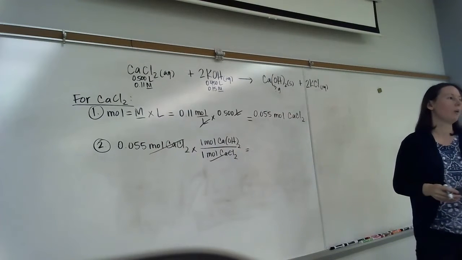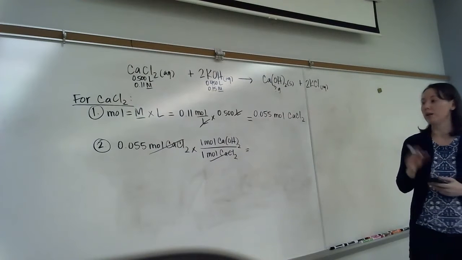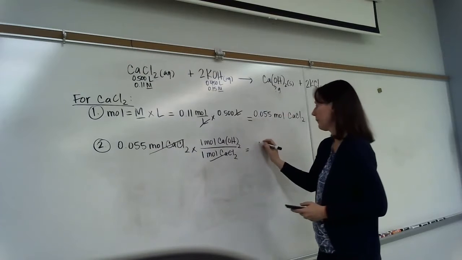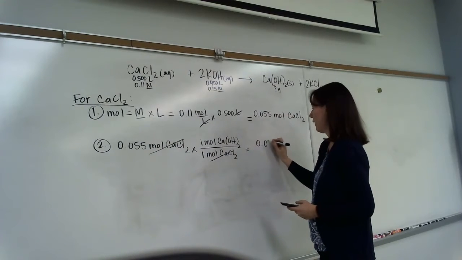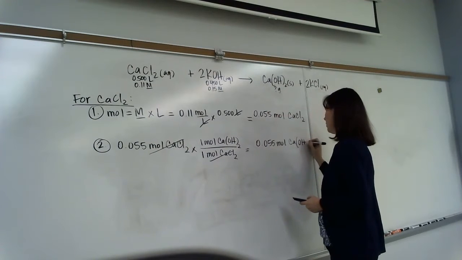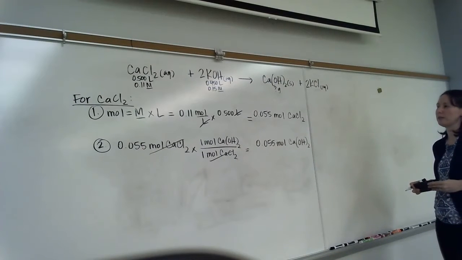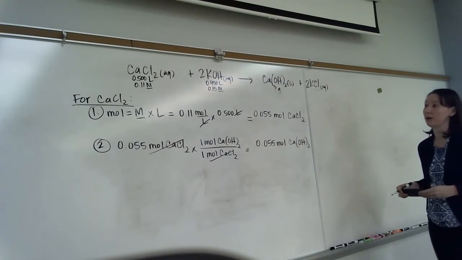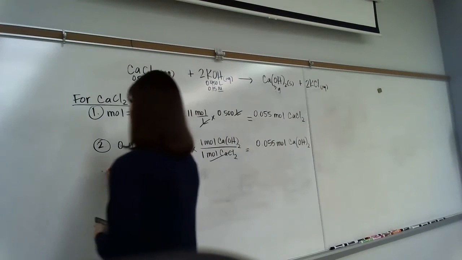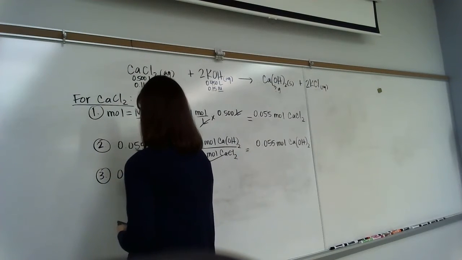And yes, I do still want to see this step in your work when you're showing your work, because I want to know that you know how to convert from this unit to the other unit. So 0.055 moles Ca(OH)2. And now the problem asks, what's the mass of the calcium hydroxide in grams? So that when I put it on my balance, I know what its mass is. So now we're just rewriting this. 0.055, that's a decimal.